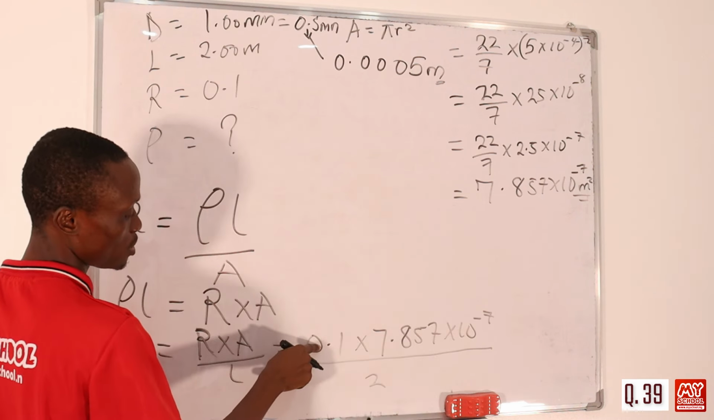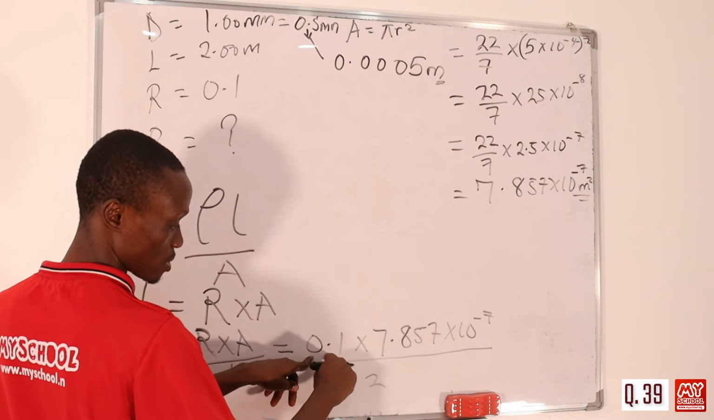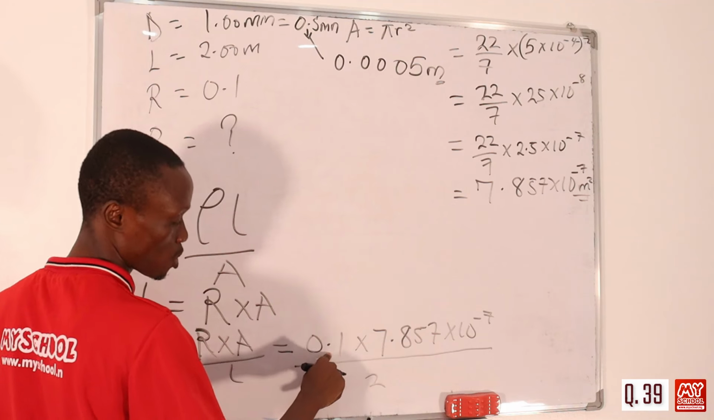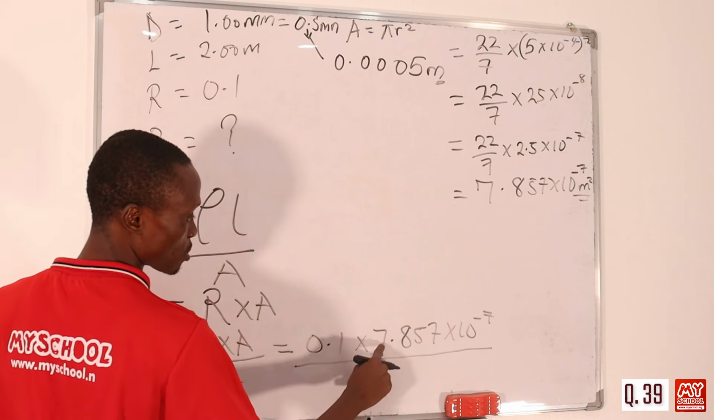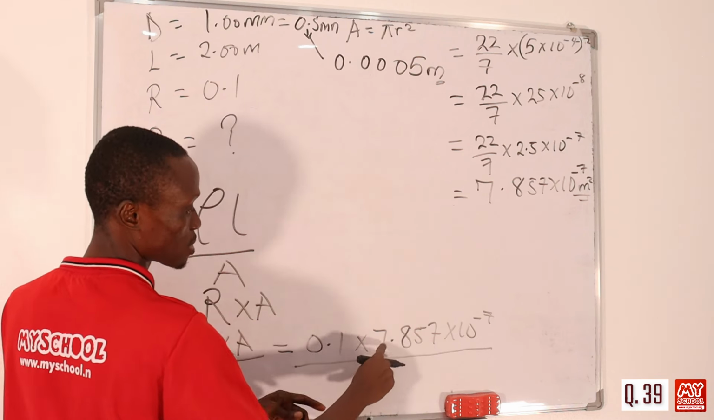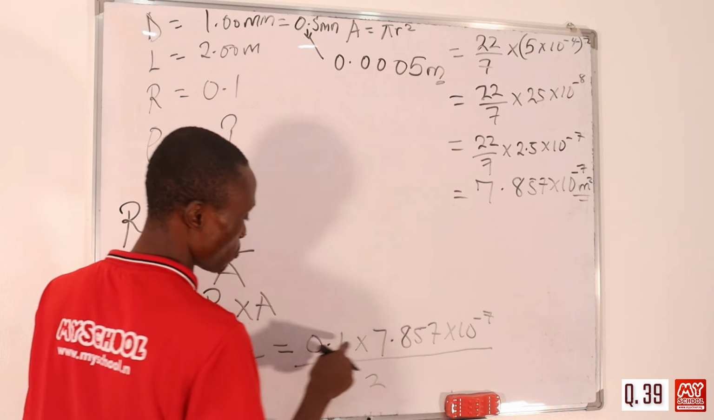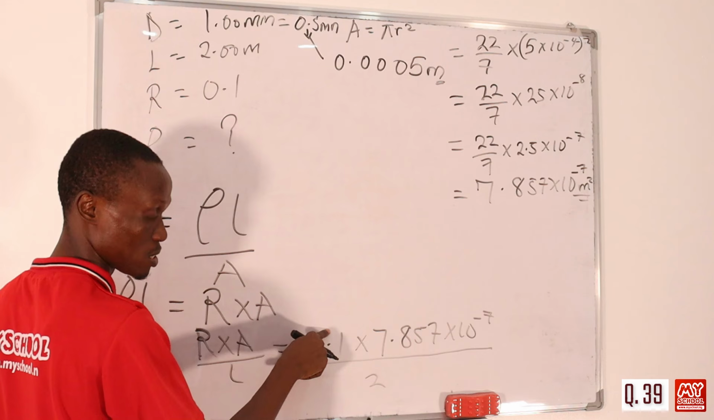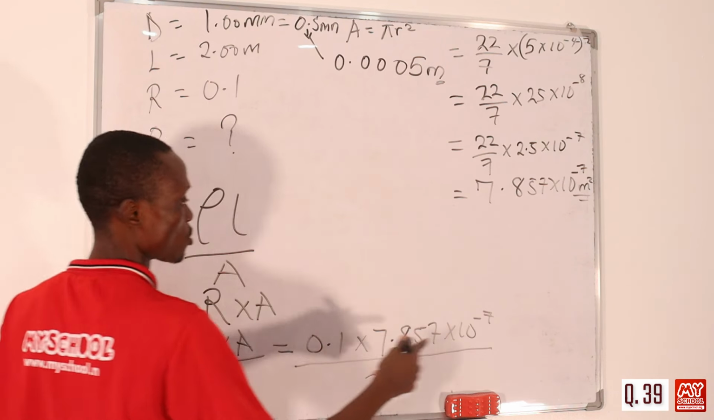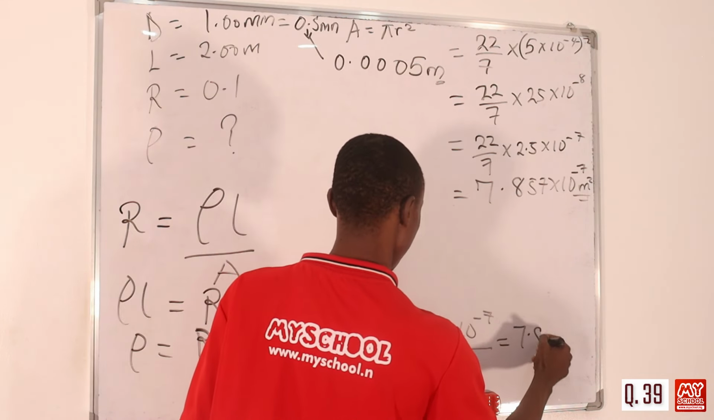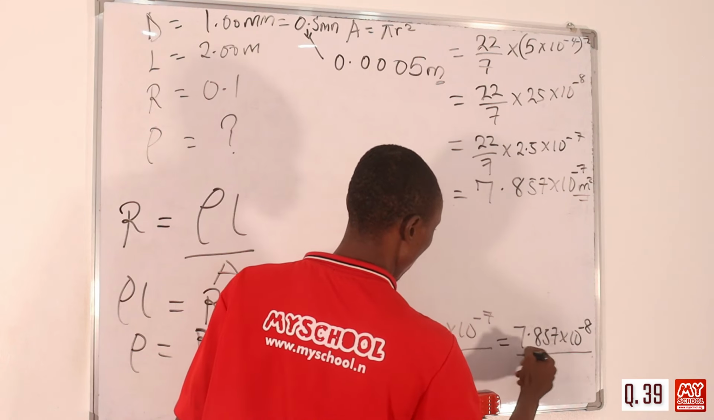Since this is 0.1, we write this in standard form. So we'll be having 1.0 times 10 raised to power minus 1. So 1 times 7.857 still remains 7.857. But here the power increases to minus 8, because we apply the multiplication law of indices, when we have a multiplication sign here. So we still have 7.857 times 10 raised to power minus 8 all over 2.